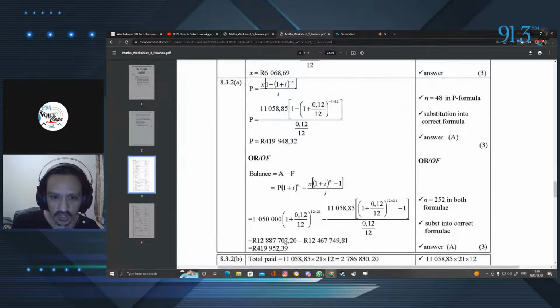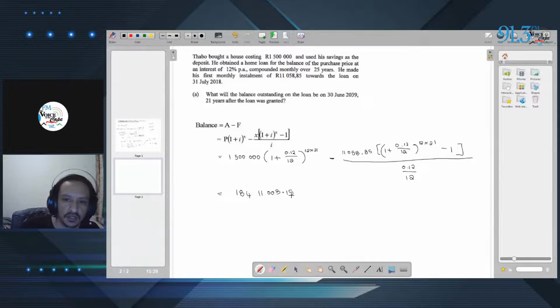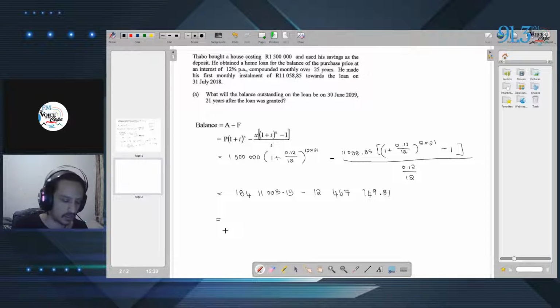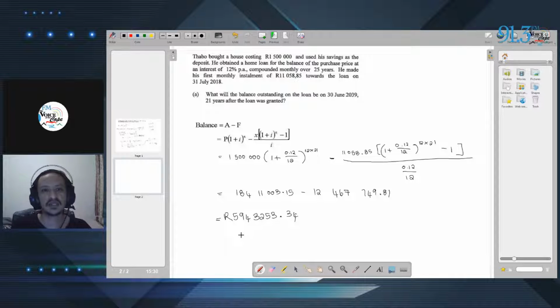Let's check how close they were. We can see that this value is quite off because of this change over here, so that caused an error. We end up with this value over here, 12,467,749.81. We subtract 18,411,003.15 from 12,467,749.81, and that gives me a value of 5,943,253.34 rands. That is the outstanding balance on the loan right after 21 years.